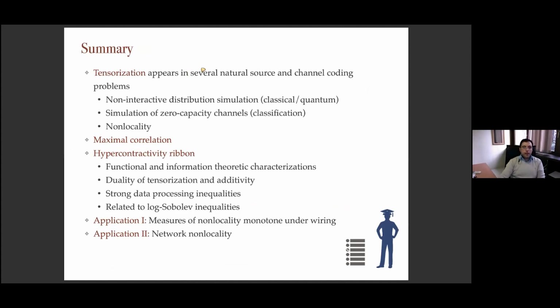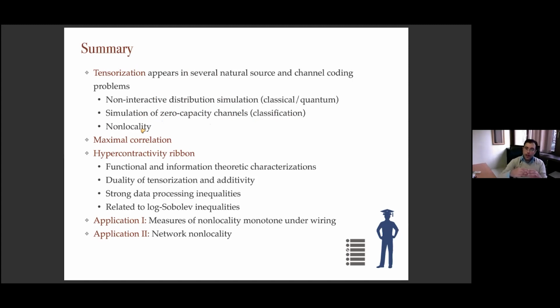I told you that the tensorization property appears in lots of source and channel coding problems. So it's natural to search for measures of correlation with the tensorization property. Some of these problems I told you about are non-interactive distribution simulation and simulation of zero capacity channels. This is in fact a classification problem of different channels, and also appears in non-locality.